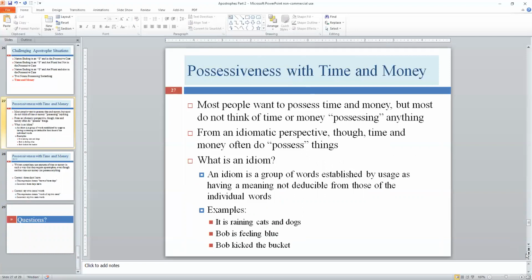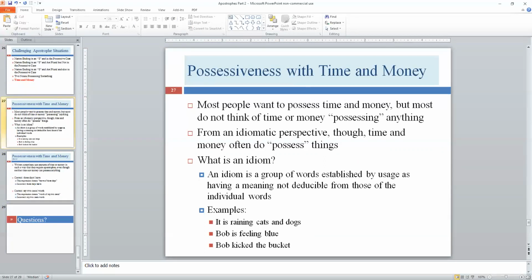But when we're talking idiomatically, and when I use the term idiom or idiomatically, it means when we say something that means one thing literally, but means something else as a practical everyday matter. We interpret the expression not in the literal way, but in the figurative way. So what is an idiom? An idiom is a group of words established by usage as having a meaning not deducible from those of the individual words. So for example, it is raining cats and dogs. Well, we don't literally mean that there's cats falling from the sky and there's dogs falling from the sky. We mean it is raining really, really hard.